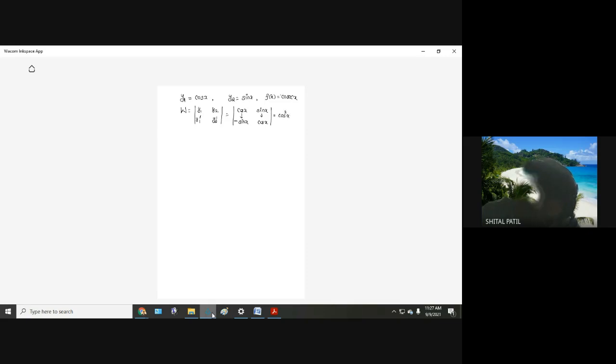Cos square x plus sin square x. So what is the conclusion? W is equal to 1. Always it is non-zero. So these four values I will now use: W, y1, y2, f of x, and this W.